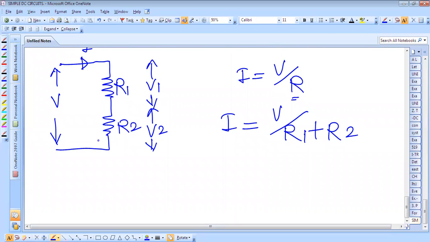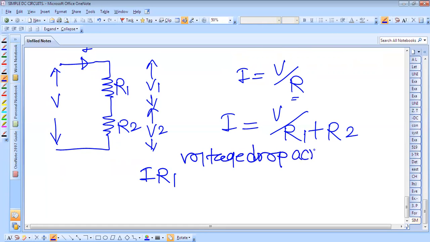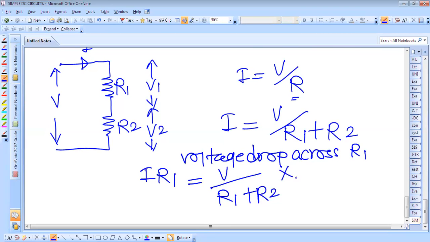The voltage drop across R1 is I R1. This is the voltage drop across R1. I R1 is equal to V into R1 divided by R1 plus R2, into R1. This is the voltage drop across R1, and this is equal to V1.